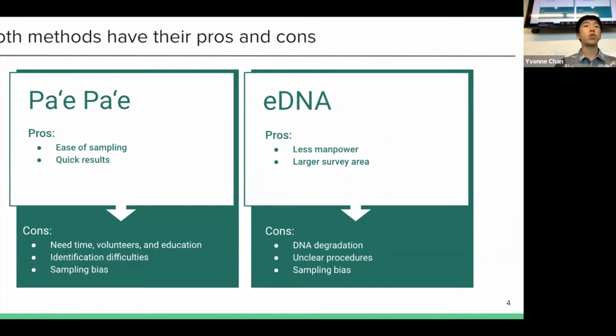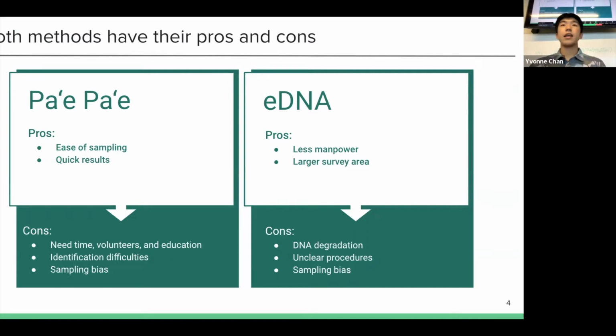So for pae, it's relatively simple. You go out into the streams, capture your fish, count it, and on that day, you get the results. However, there's some drawbacks where you need lots of time, volunteers, and education in order to teach volunteers how to correctly identify the species of fish. And this comes with identification difficulties. Young organisms that haven't developed their identifying qualities yet are very difficult or near impossible to distinguish between one another. And secondly, the pae method has its own sampling bias, where by going out into the stream and splashing and using big pae nets, it only captures fish and species that can be caught with that method.